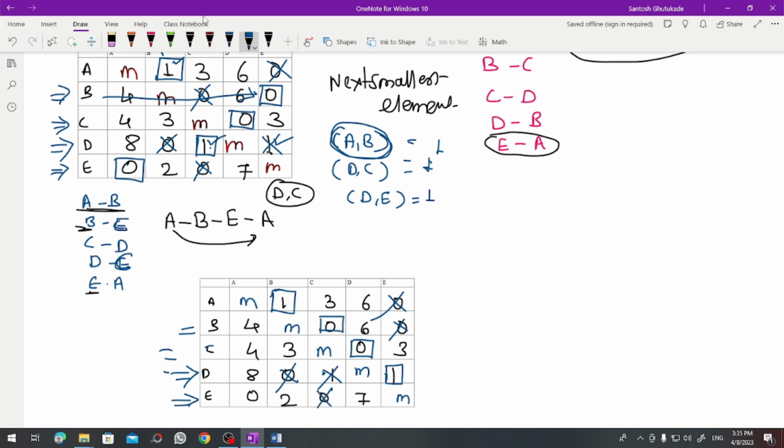Then in the third row the assignment is there, in the fourth row the assignment is there, and in the fifth row only 1 zero is left, so I will give the assignment here. So here in each row and each column there is an assignment. Now we will check the answer. He starts with A to B, then B to C, C to D, D to A, and E to A. So this is the answer.